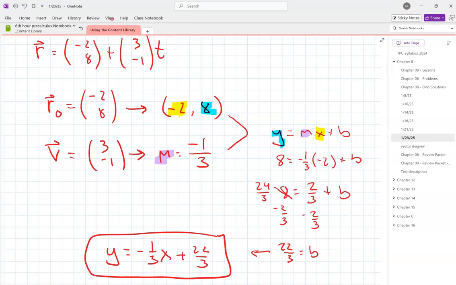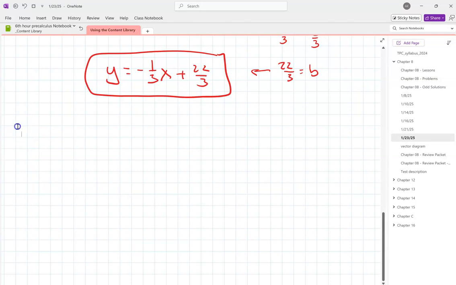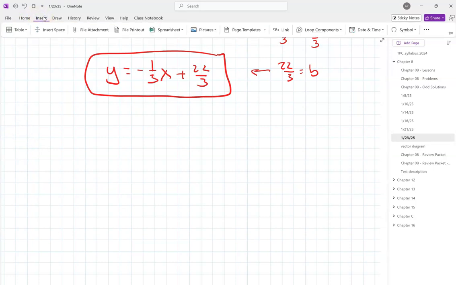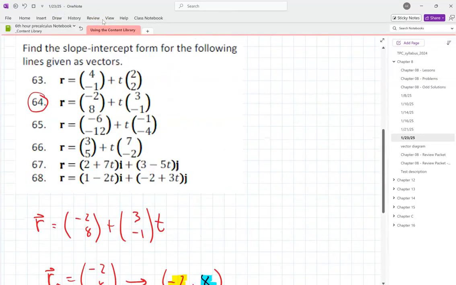You got another? Okay. 66. So it's the exact same thing. I can tell right away that my point that I'm going to use is 3, 5. You good with that? And the slope is going to be negative 2 over 7.